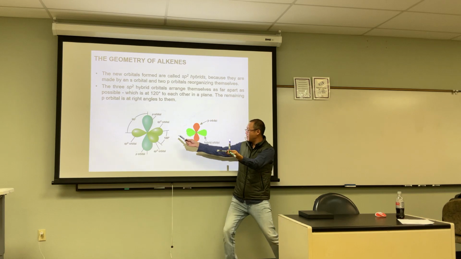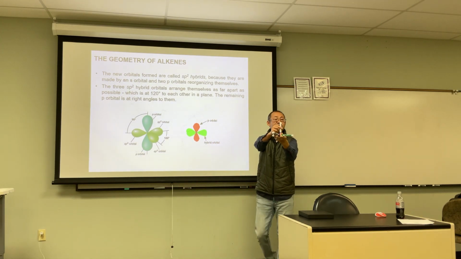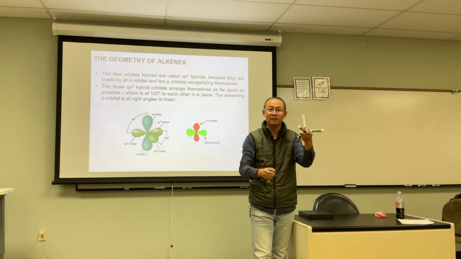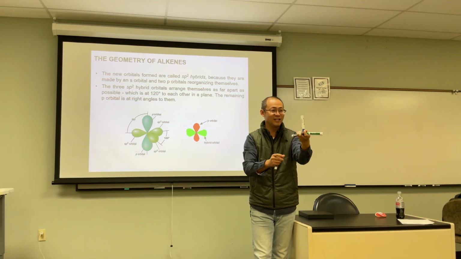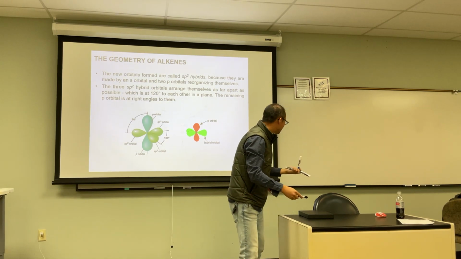This is a 3D model. These two are the same. Whichever you find is easier to understand. This is what a carbon looks like when it is involved in a double bond. Does it make sense? Good? See that? All right?